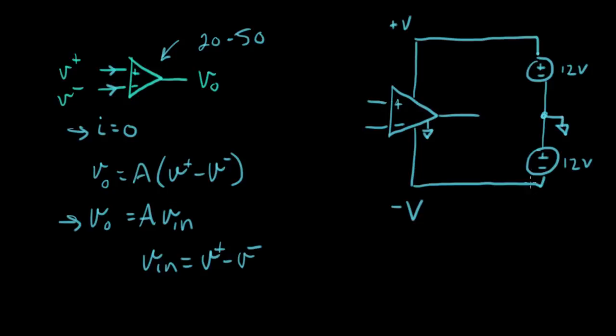So with respect to ground, this node is at minus 12 volts, and this node is at plus 12 volts from ground. And ground is right in the middle. When we measure V out, we'll measure it with respect to this ground node. So this is the voltage where we measure plus or minus V out right there.